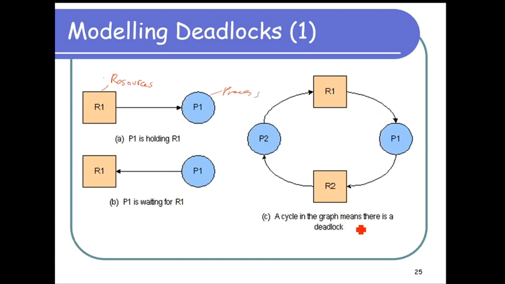A cycle in the graph means that there is a deadlock. Some call it a cycle, some call it a loop. Loop means you are stuck in the loop: request, waiting, request, waiting. So you are stuck in the loop. This is a deadlock.